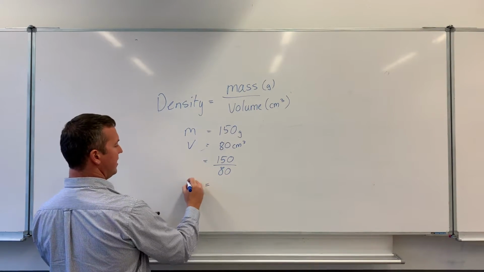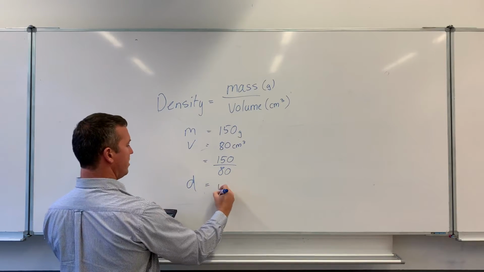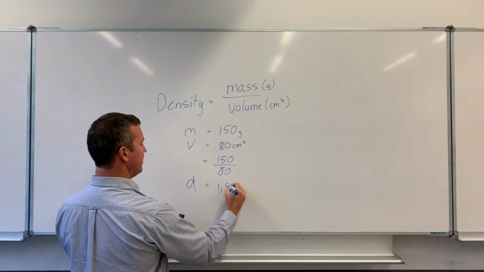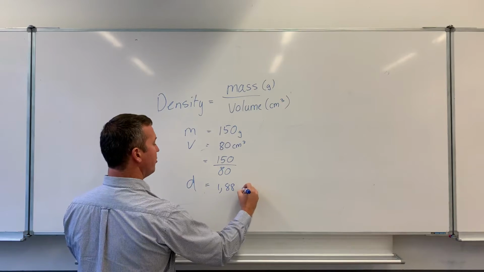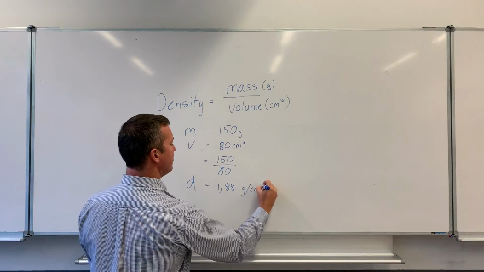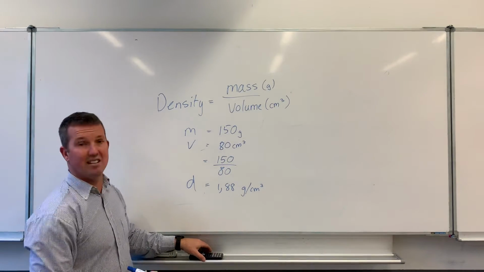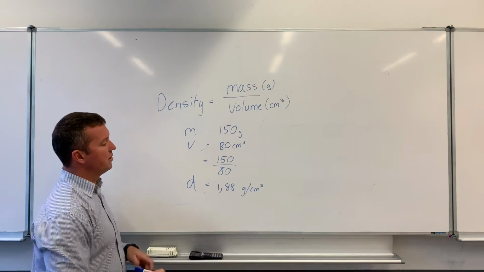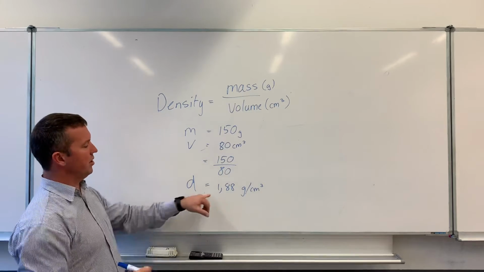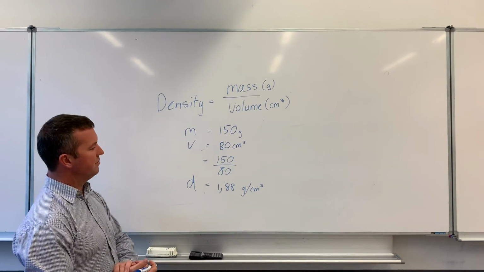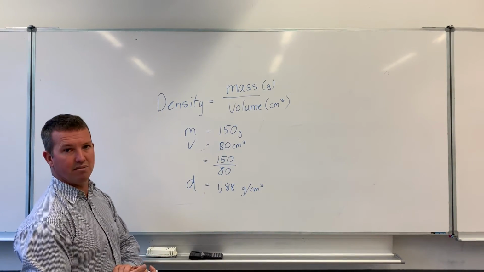My density then is equal to 1.88, rounded off, grams per centimeter cubed. Now that would be a relatively not very dense object, okay, because each centimeter cubed would only weigh 1.88 grams. And that's the basic calculation for density.